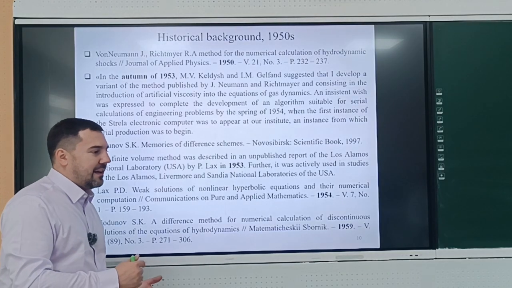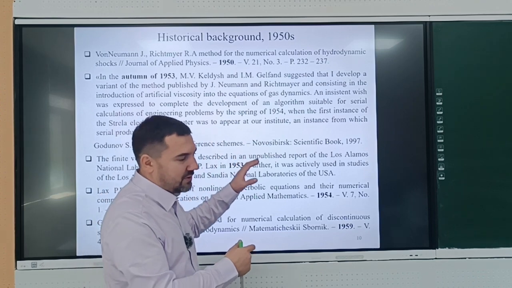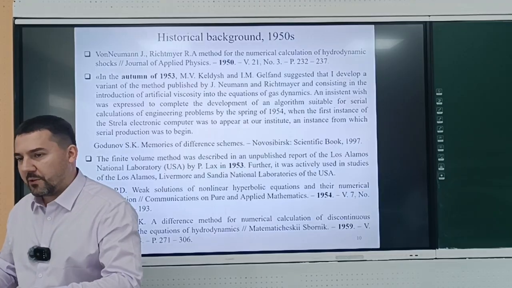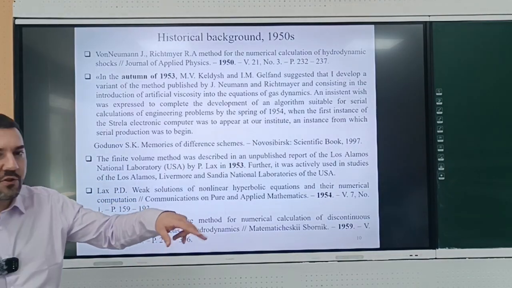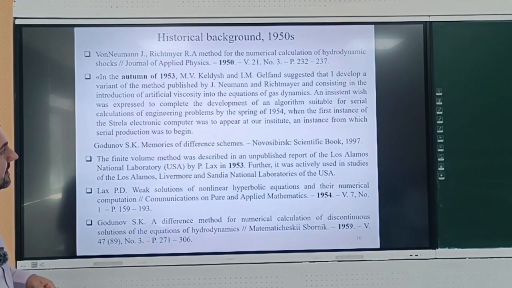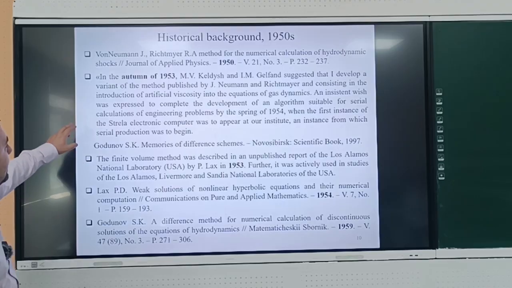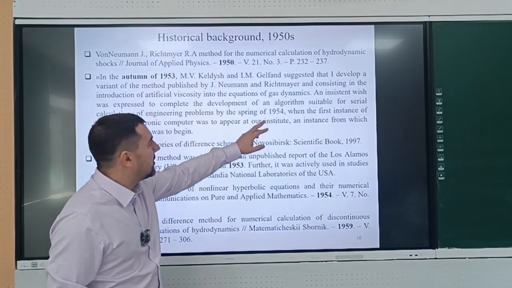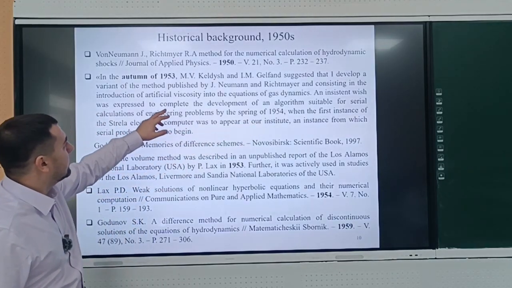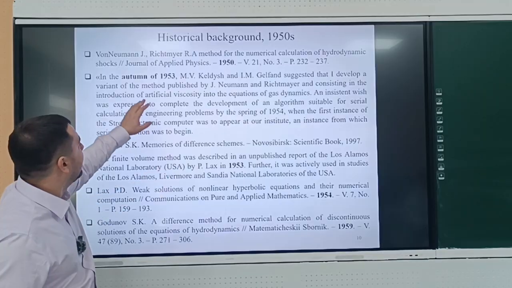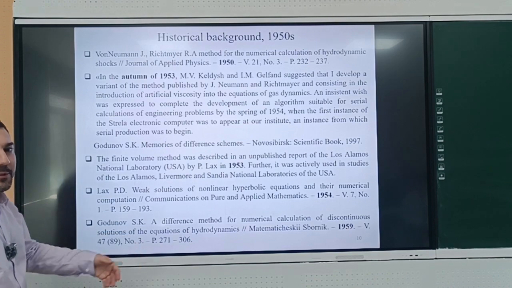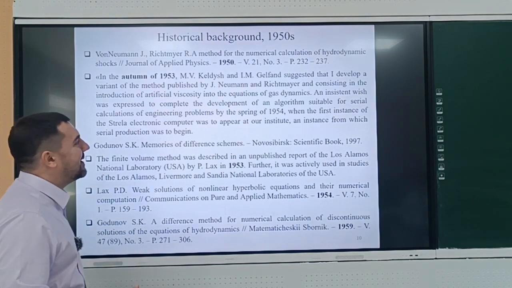Now each numerical scheme, like Courant-Isaacson-Rees or Lax-Wendroff, includes artificial viscosity itself, because of the additional terms, the leading terms of the truncation error. Actually, this viscosity can be estimated. And he was instructed to complete the development of an algorithm suitable for serial calculations of engineering problems by the spring of 1954. So you can see very tough deadlines. They started in autumn 1953, and by spring they should have a program that can be used in real computations.